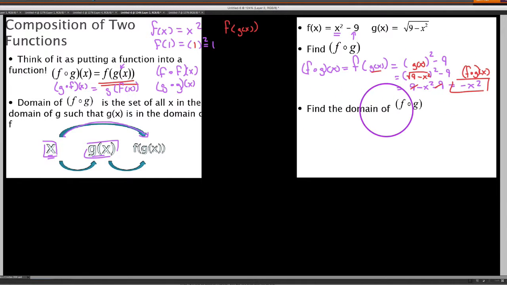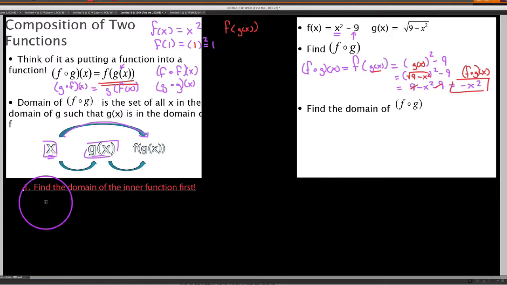So as far as finding the domain of f of g of x is concerned, this is kind of like two domain problems in one, I've heard it said. So basically, we can look at it this way. What I want everybody to do is this. Step one is always going to be this: find the domain of the inner function first. Do not do this. Always do this.